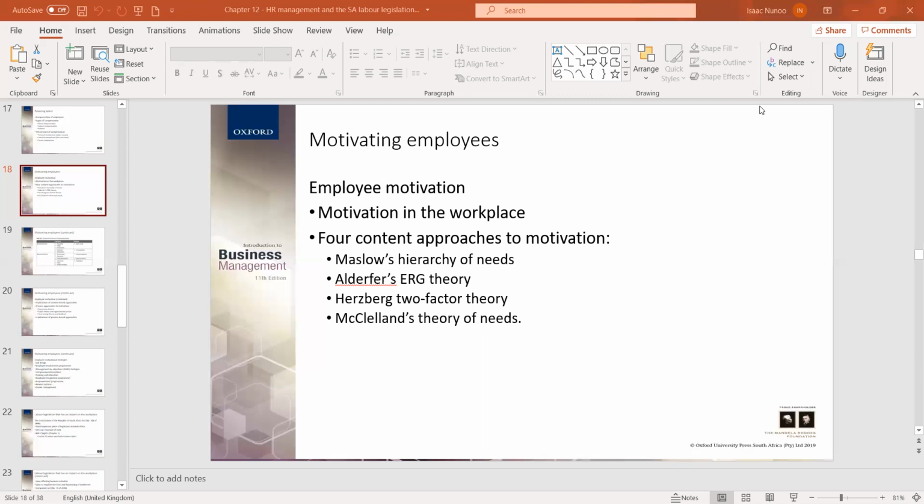A person can also move to the highest form in the hierarchy of needs, and in terms of motivating the person, that is the self-actualization needs.